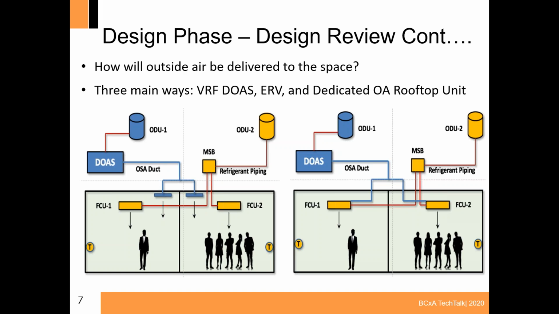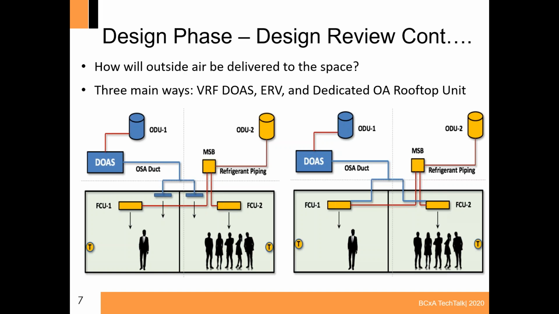Other things to look at. How will outside air be delivered to the space? There's three main ways that I've seen. You could use a VRF DOAS unit, you could use an ERV unit, and a dedicated outside air rooftop unit. There are advantages and disadvantages to the VRF DOAS. The ease of design and energy efficiency are a couple of advantages. You can simply run the ductwork into the back of a ducted FCU or cassette, or you can run the ductwork directly to the space and provide neutral air.